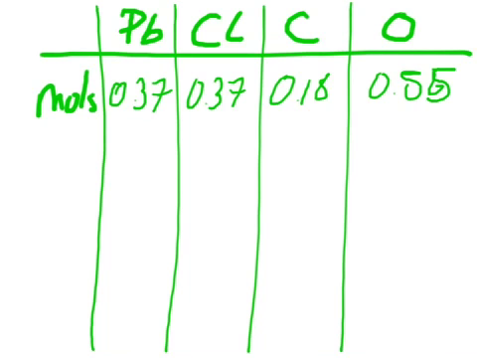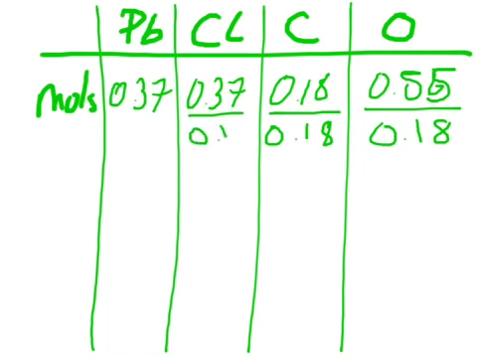Okay, so we've got the moles from the previous slide. Now the trick here is to say, well, what's my lowest number? So my lowest number is 0.18, this number here. So I divide everything by that number. So I divide it by itself, divide 0.55 by 0.18, divide this one by 0.18, and divide this one by 0.18. Now what you'll find in the exam is that perhaps when you do these sums, they don't come out as exact whole numbers, but you should see a pattern emerging.